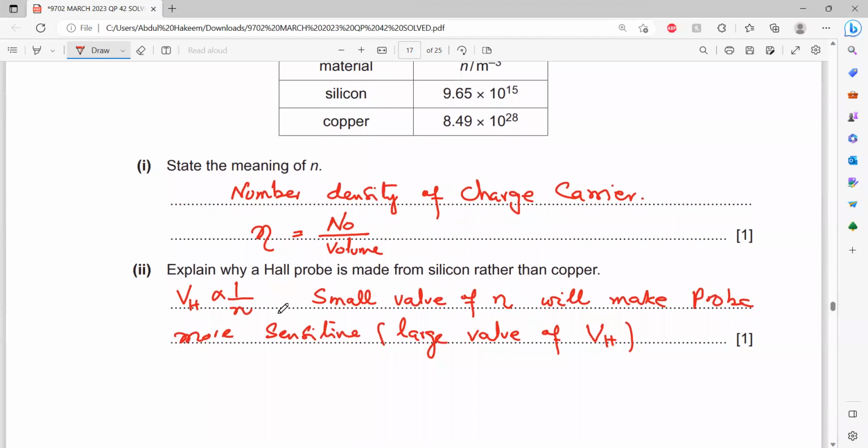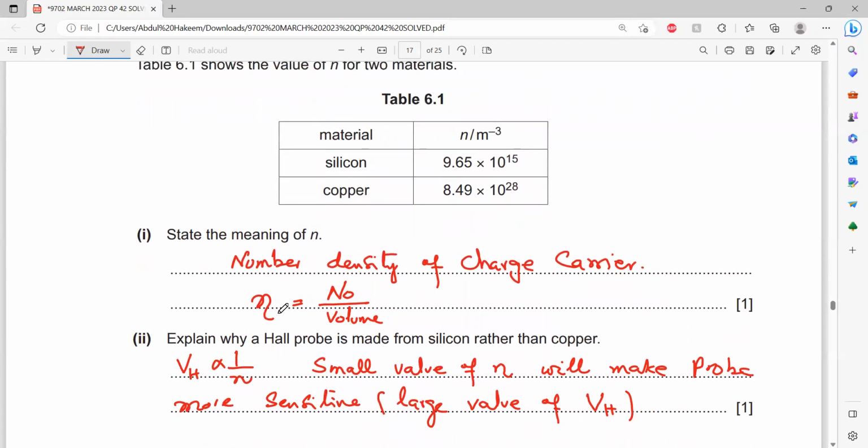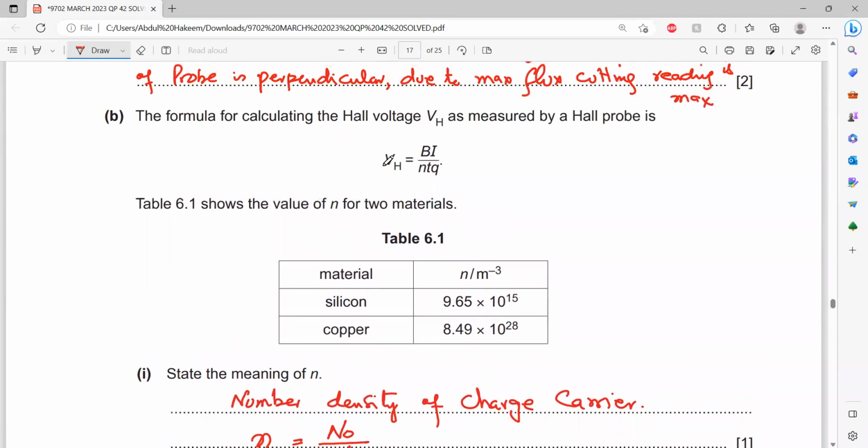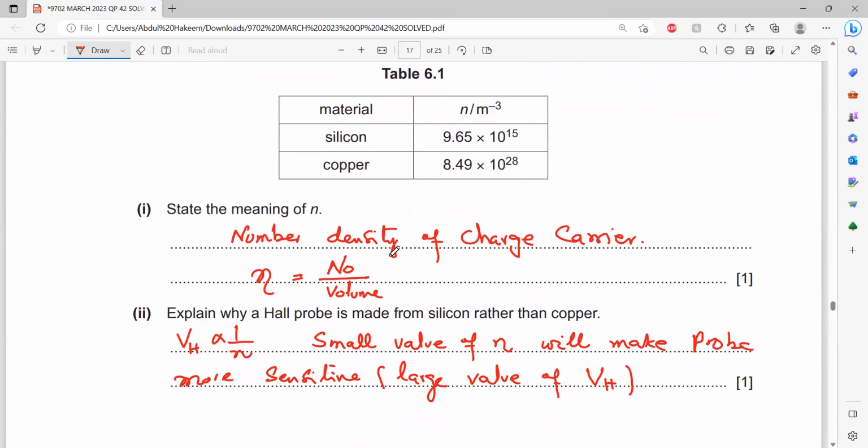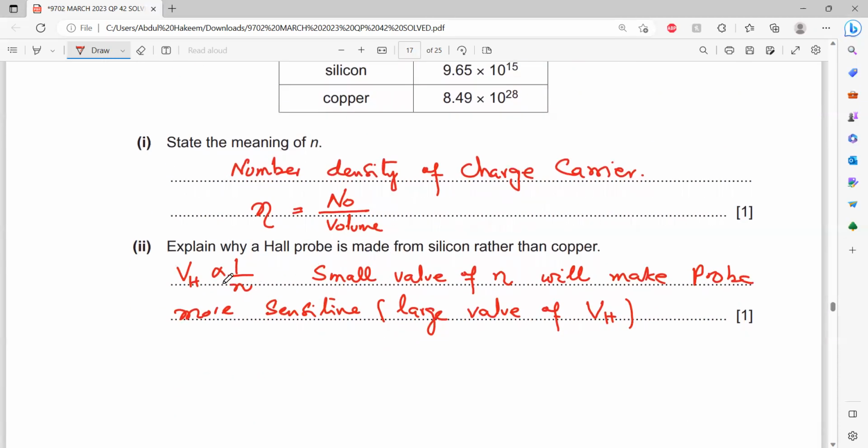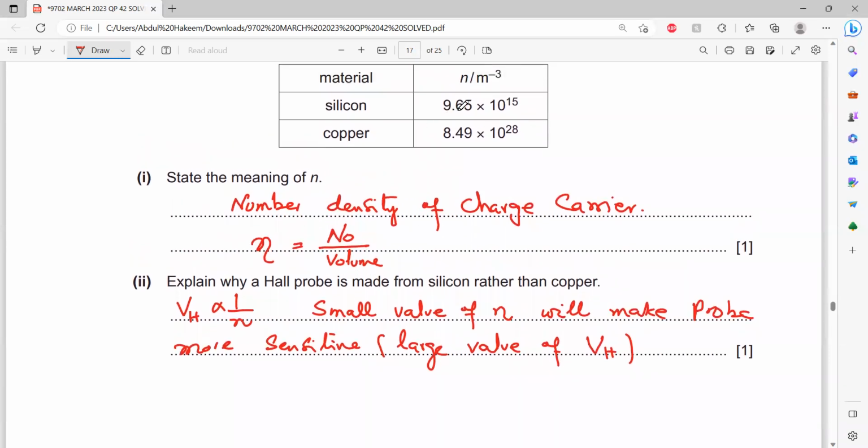Next question, explain why the Hall probe is made from silicon rather than copper. Look at the silicon number density. Its number density is small, and copper's is large. So according to the formula, V_H is inversely proportional to n. So when the number density is small, the Hall voltage produced will be large, which will make the Hall probe more sensitive. To make the Hall probe sensitive, this number density must be small because V_H is inversely proportional to n.